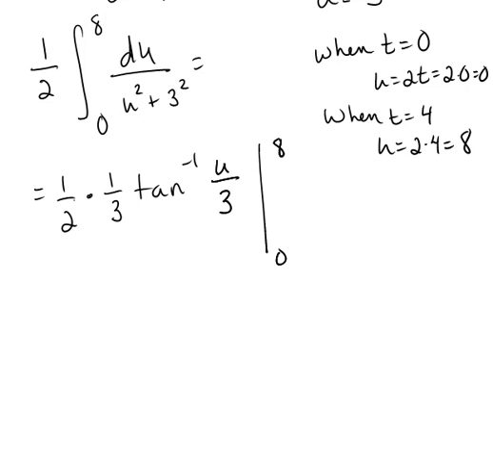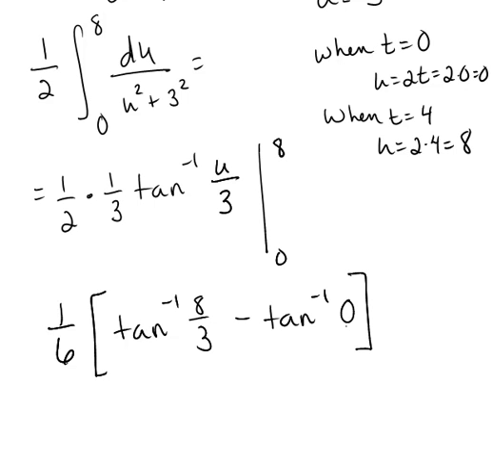Okay, so 1/2 times 1/3 is 1/6, and then you do f of b minus f of a. So you're going to do the inverse tangent of 8/3 minus the inverse tangent of 0. Now, we don't know the inverse tangent of 8/3. We're going to have to just leave it, but the inverse tangent of 0 is for what angle do you get a tangent ratio of 0? Tangent is sine over cosine, and so that's at 0. So the inverse tan of 0 is 0. And so your answer is 1/6 inverse tan of 8/3.